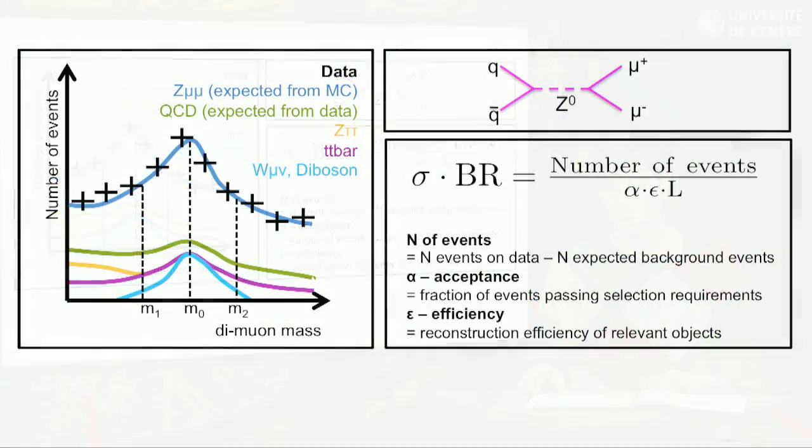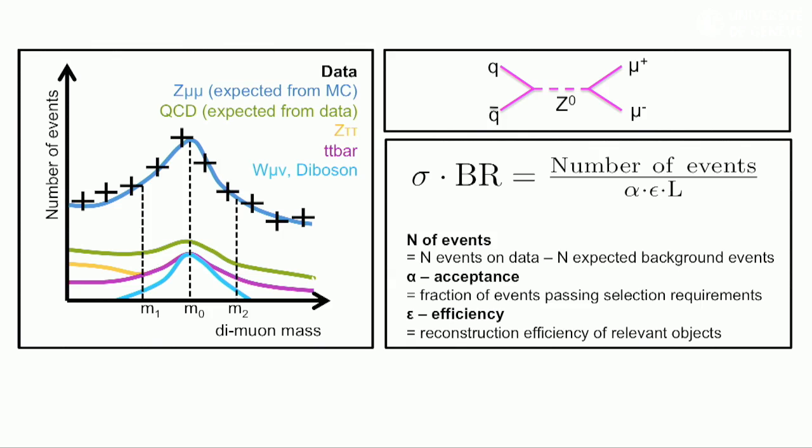One of the things we measure in our data is the rate of production of a specific process, which allows us to determine its cross-section. It is given by the formula you have already seen in previous videos. The cross-section of a process, for example, production of a Z boson, times the branching ratio for a specific decay, for example, to a muon pair, is equal to the number of events corresponding to the exact same process divided by 3 numbers that remove biases related to the way the measurement is performed.